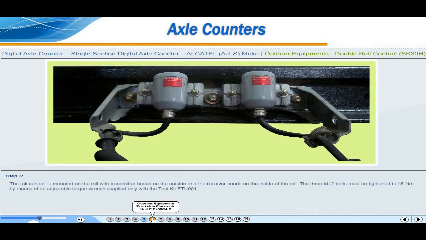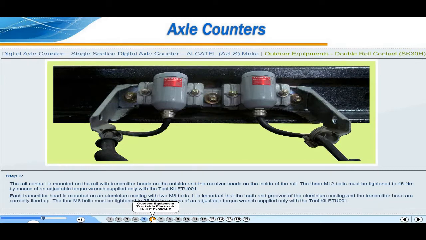Step 3. The rail contact is mounted on the rail with transmitter heads on the outside and the receiver heads on the inside of the rail. The 3M12 bolts must be tightened to 45 Newton meters by means of an adjustable torque wrench supplied only with a toolkit ETU001.